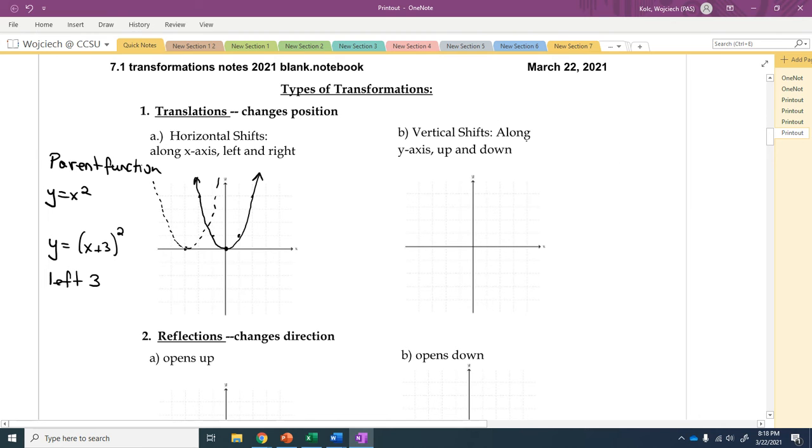Now, vertical shift along the y-axis, which means technically up or down. So the parent function is y equals x squared, okay, which kind of looks like this. And now, what if I type y equals x squared minus 4? So this technically moves 4 down. So your new vertex would be at 0, negative 4. And your new function, if you use dotted line, will look like this. Okay, so the graph, you moved 4 units down.